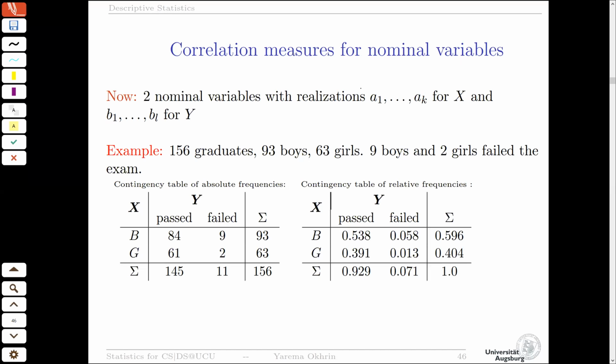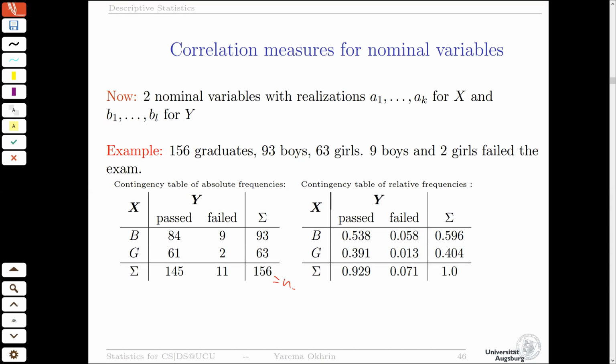But let's do it in more detail. If this is our n, and we divide every single value here by n, we'll get the same thing in percentages. So 60% of the sample are boys, 40% are girls, 93% passed, and 7% failed.